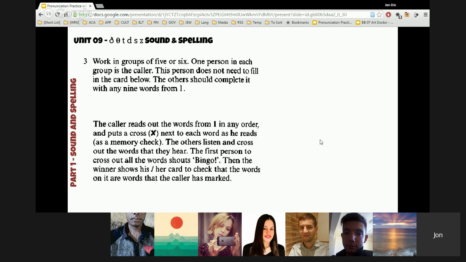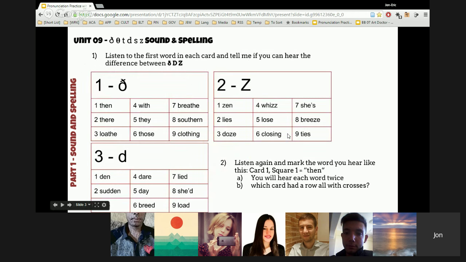Here's how it's going to work. The caller reads out a word from 1 in any order and puts a cross next to the word as he reads it. So here are the words in 1. You can choose any of these in any order, but you want to mark down which you say for later. You can write them or just abbreviate it by writing 1, 1, 2, 5, 3, 8, just so that you can remember what you said.